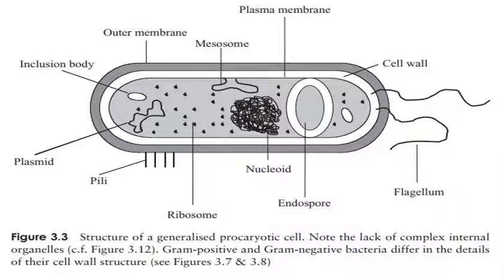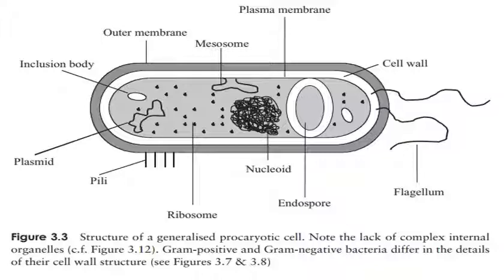And we'll see what are the organelles or different types of structures present in the prokaryotic cell, that is bacteria. You'll see here different types of structures: plasmid, pili, ribosomes, nucleoid or nucleus, endospore, flagellum, cell wall, plasma membrane, mesosome, outer membrane, and inclusion body. These are all the important structures or functional organelles present in the bacteria.